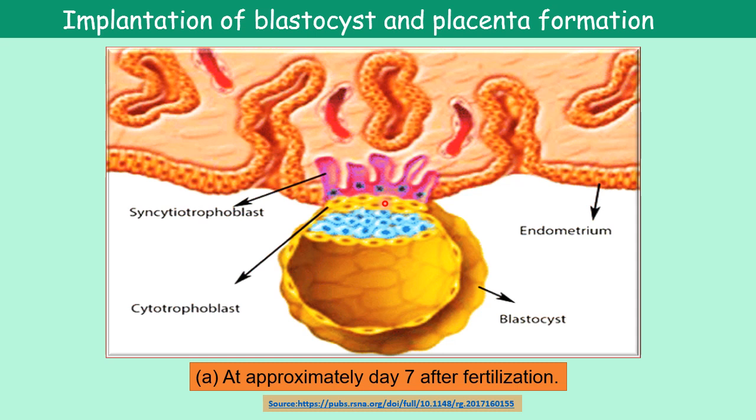Initially, the blastocyst adheres to the endometrium and the outer trophectoderm layer differentiates into syncytiotrophoblasts and cytotrophoblasts. The syncytiotrophoblasts erode into the endometrial glands and blood vessels, now establishing a lacunar network here. Cytotrophoblasts form a stem cell column for villus development.